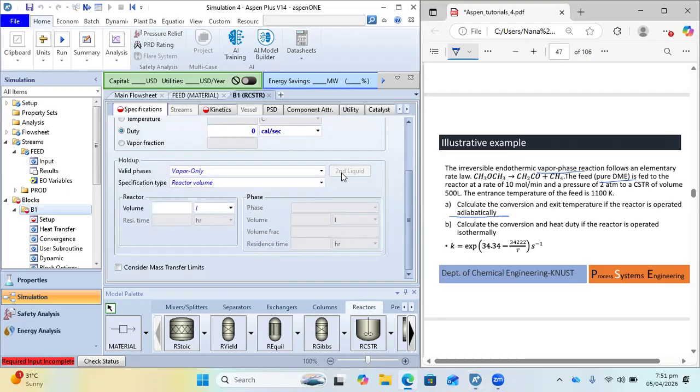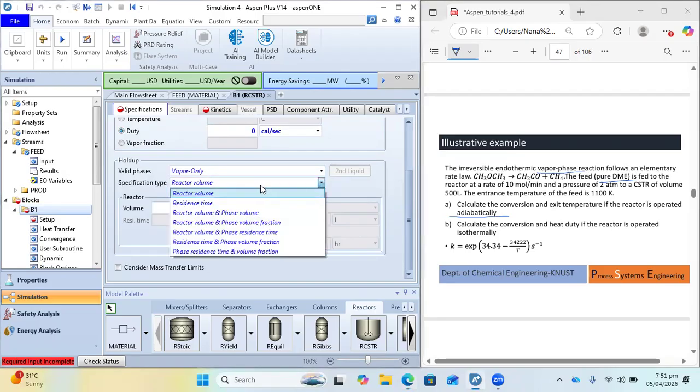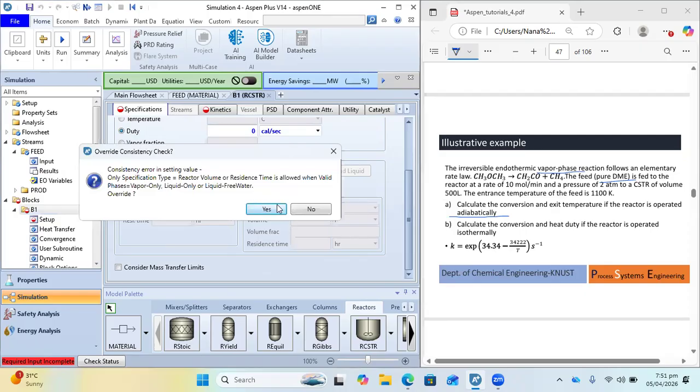Under the specification type, you would see that we have different options. So you can decide to specify just the reactor volume, the residence time, or maybe reactor volume and phase volume, a combination of things. So we will keep it on reactor volume because we have the reactor volume. But let's say you were dealing with a system that had maybe 2 phases, right? There's a liquid phase, there's a vapor phase, and you want to specify the phase of one of them. So you could have selected that.